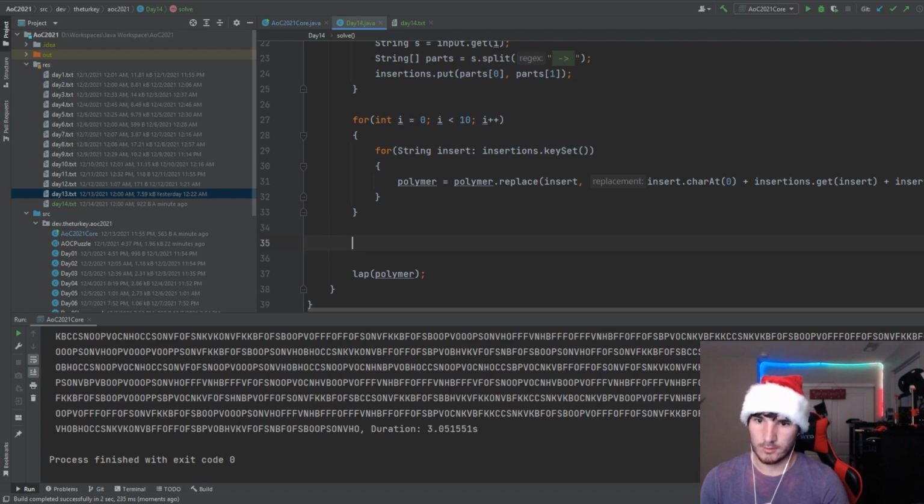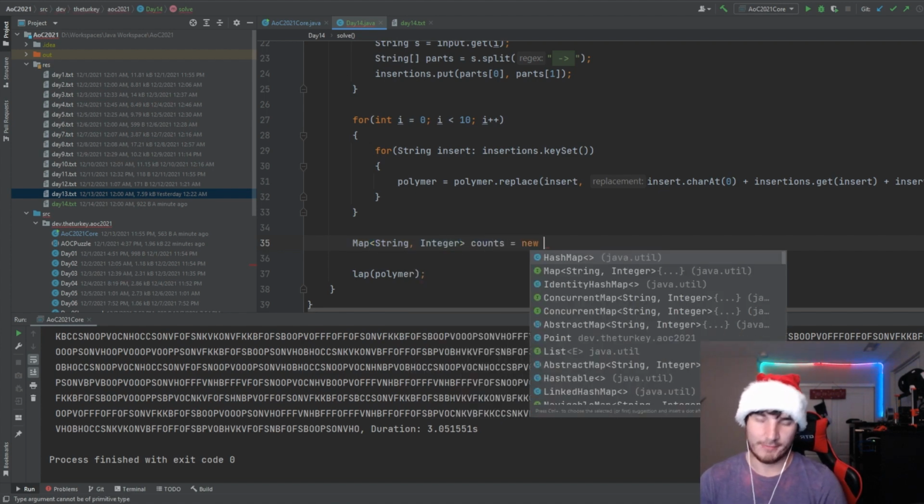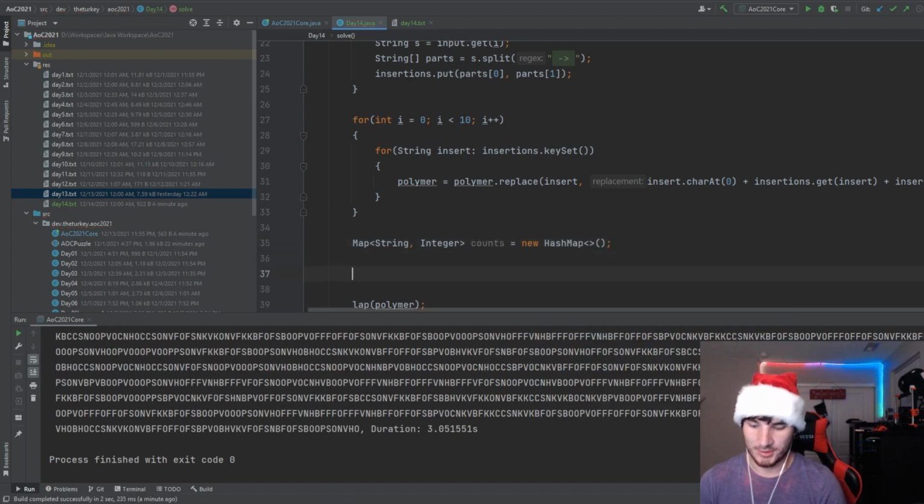Okay, so let's just do this. And this is going to be counts. I don't know, this is the fastest way I can do off the top of my head. I'm sure there's a faster way, but this is what comes to mind first. For char c, actually, this should be character, by the way. Char c in polymer.